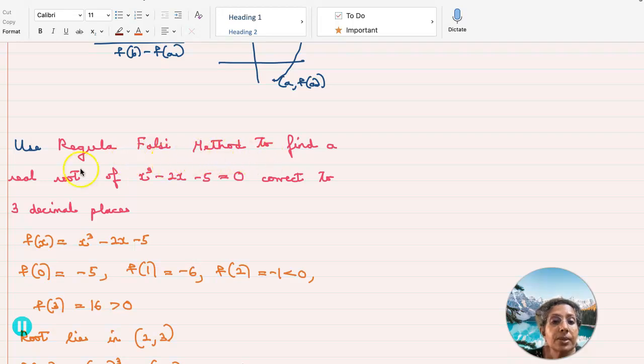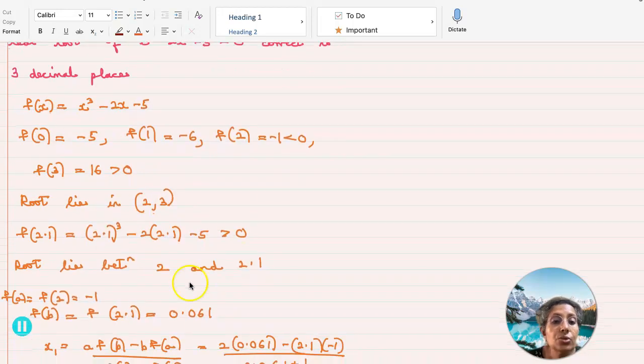Use Regula Falsi method to find the real root of x cubed minus 2x minus 5 equal to 0, correct to 3 decimal places. So we start with let f(x) equal to x cubed minus 2x minus 5. Now f(0) will be minus 5, and f(1) is minus 6, f(2) is minus 1, they are all less than 0, but f(3) is 16, which is greater than 0. So f(2) less than 0, f(3) greater than 0. So the root lies in the interval 2 to 3.